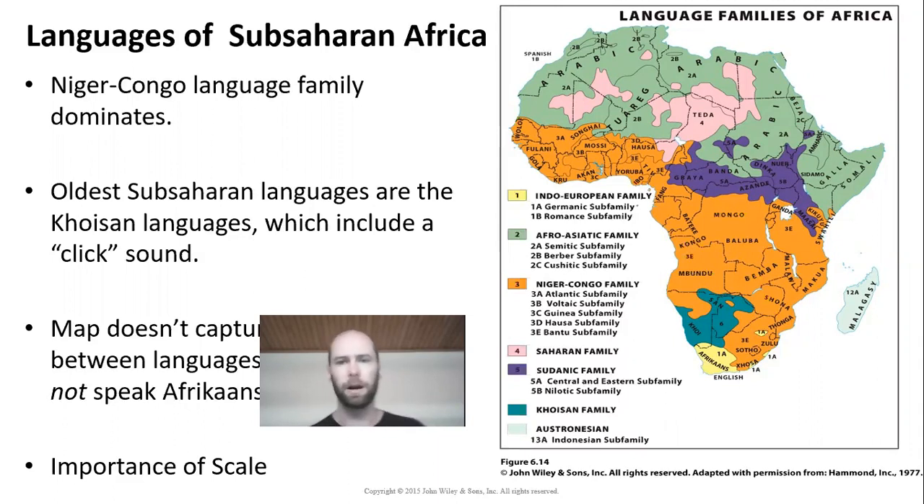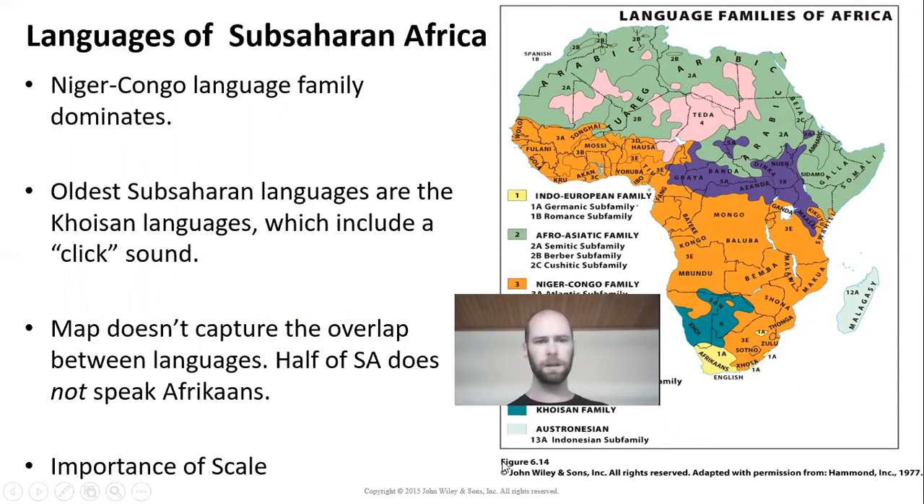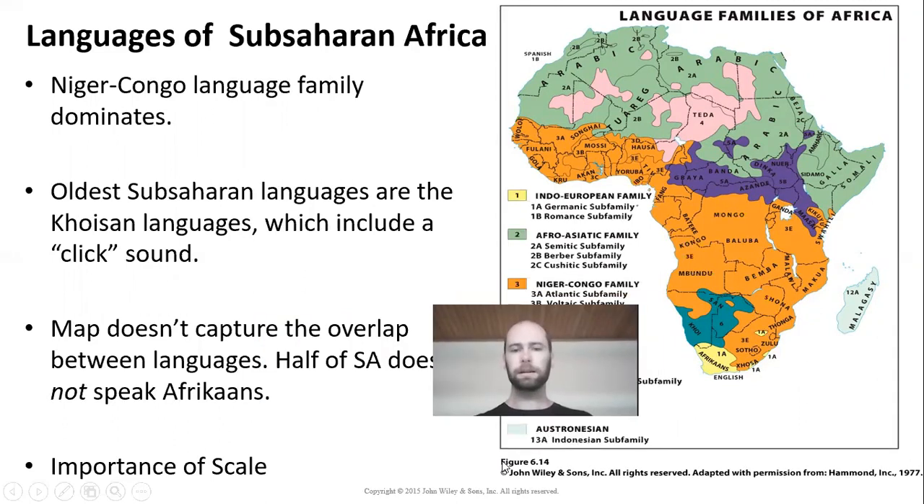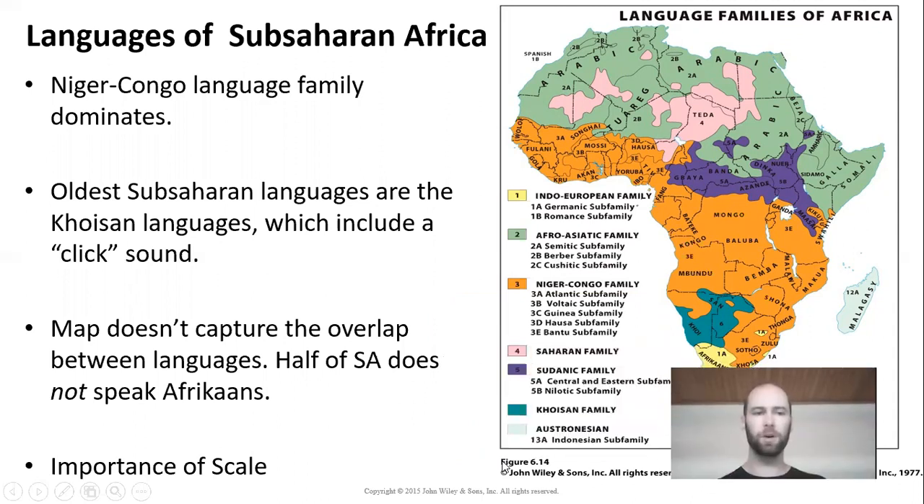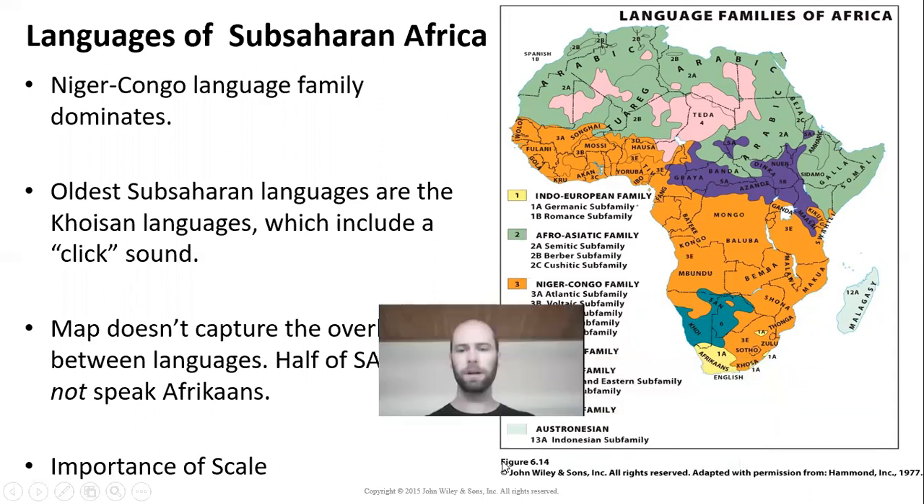But other than the Indo-European language, there are the Afro-Asiatic family, the Niger-Congo family, the Saharan family, the Sudanic family, and the Khoisan family. The Niger-Congo family is the one that is the most dominant. And there are languages in Africa that are some of the oldest in the world. The Khoisan languages include a click, so does Xhosa.